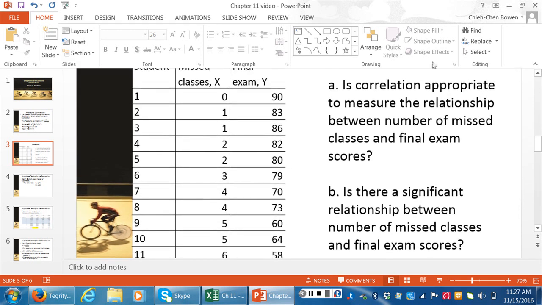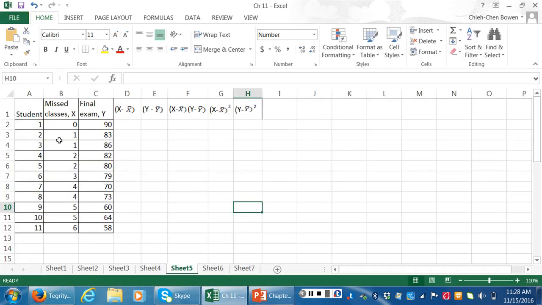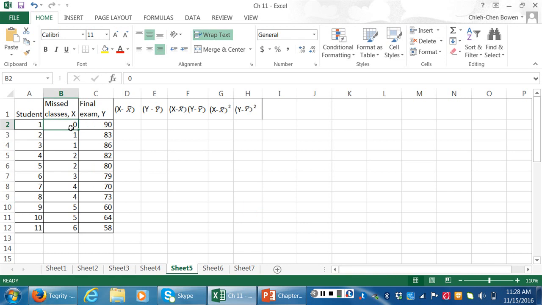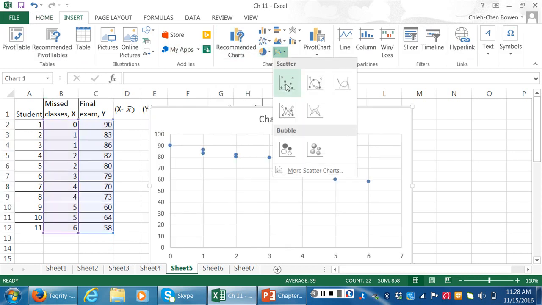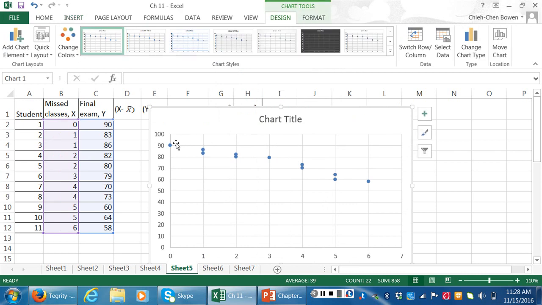Correlation is only appropriate when the relationship between these two variables is linear. We entered the information in Excel with students' missed classes and final exam score. And to see whether there's a linear relationship, we just have to highlight the data, click Insert tab, go down to the chart, and there's your scatter plot. Choose the first scatter plot. As you can see, the chart's right here. If you draw a straight line, it will fit the data really well.